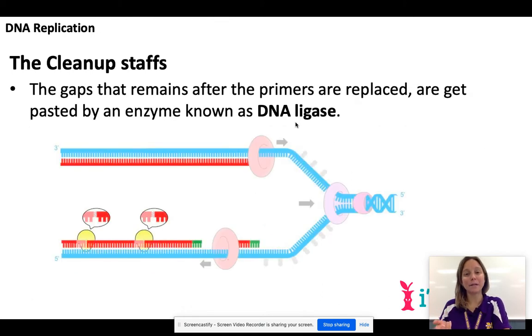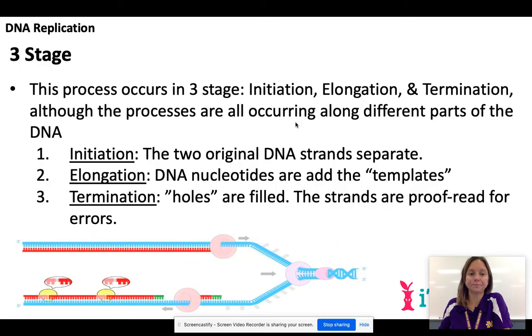How has this happened? This is the DNA ligase. So DNA ligase comes in and fills in those gaps and gets rid of those RNA molecules that were put in there just temporarily when those Okazaki fragments and those primers were added.